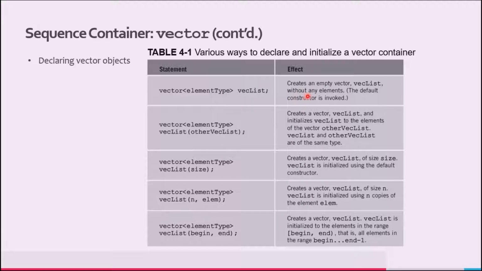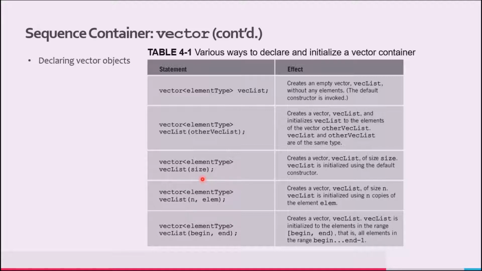So if we have something like vector<elementType> vecList, it creates an empty vector, vecList, without any elements. The default constructor is then invoked. The second statement, vector<elementType> vecList(otherVecList), creates a vector, vecList, and initializes vecList to the elements of the vector otherVecList. vecList and otherVecList are of the same type. The third statement is vector<elementType> vecList(size).